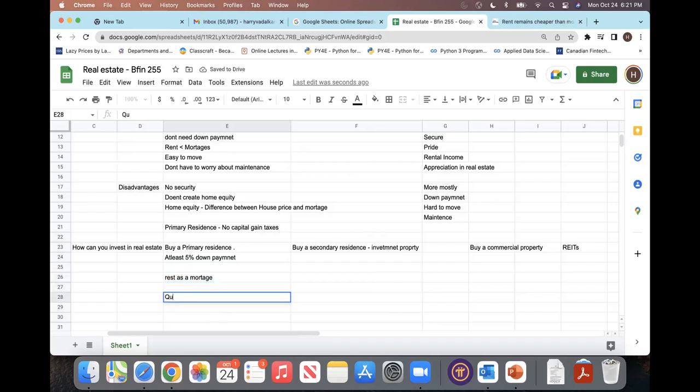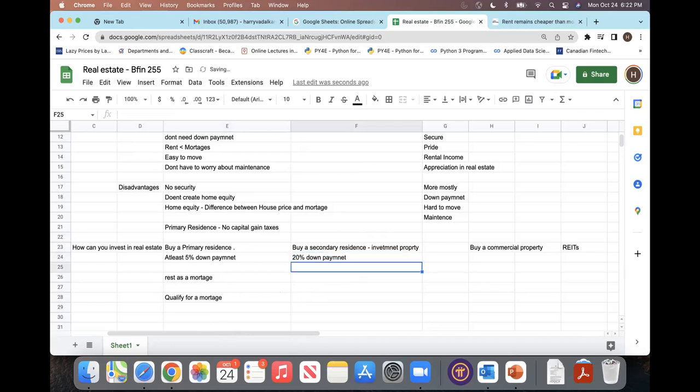So you have to qualify for a mortgage, which we are going to discuss too, like what are the qualifying factors for taking a mortgage? So when you buy a primary residence, you have to put at least 5% down. So let's say it's a $400,000 property. For 400,000 times 5%, that is $20,000 you have to at least put in as a down payment, and the rest you can take a mortgage for. When you buy a secondary residence, the rule is a bit different. You need to have 20% down payment.